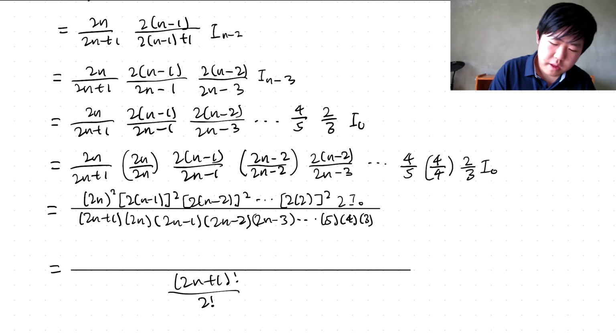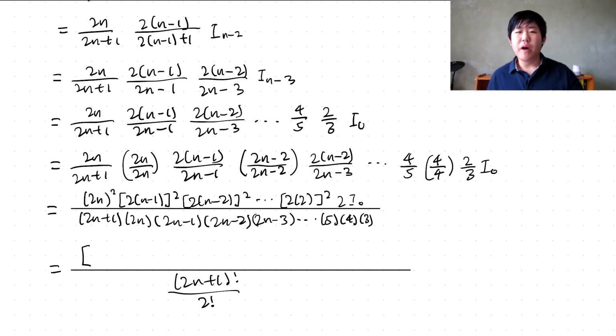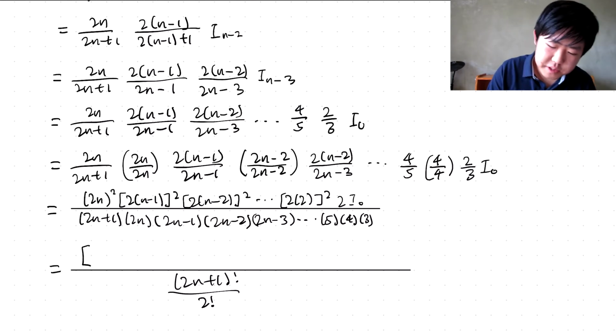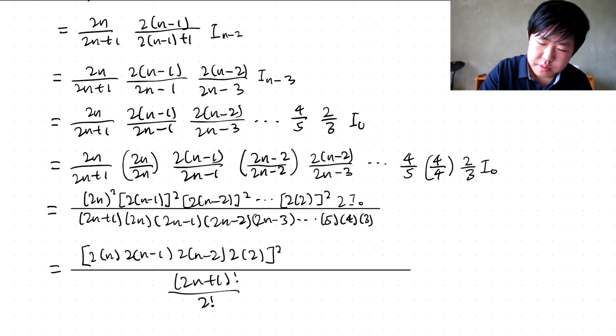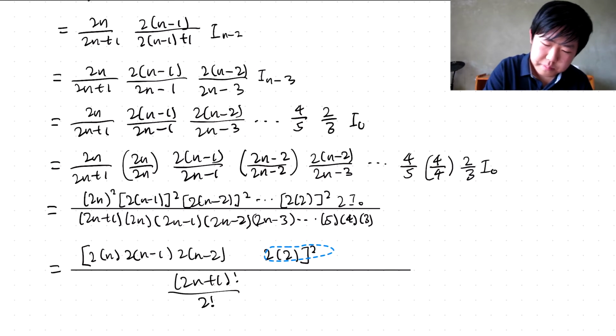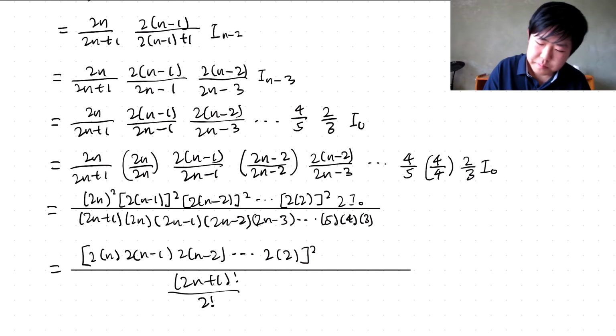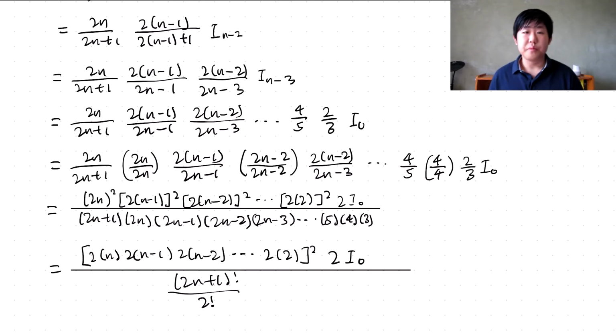And on top, let's combine everything into one big square bracket. So 2n minus 1, 2n minus 2, 2, 2, and then whole thing squared. So I forgot to put the dot dot dot here. So it's going to be dot dot dot, and then times 2, I0.